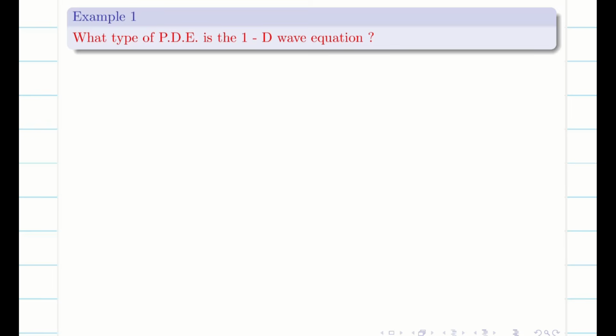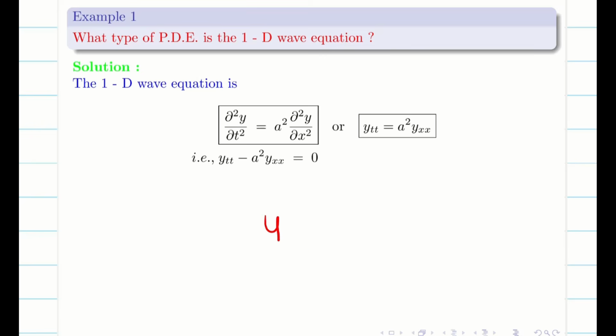What type of PDE is the 1D wave equation? Either they can give the partial differential equation directly, or they can ask you a theoretical question like this. We know that the 1D wave equation is ytt equal to a square yxx. Now, rewriting this equation, we can write a square yxx minus ytt equal to 0.